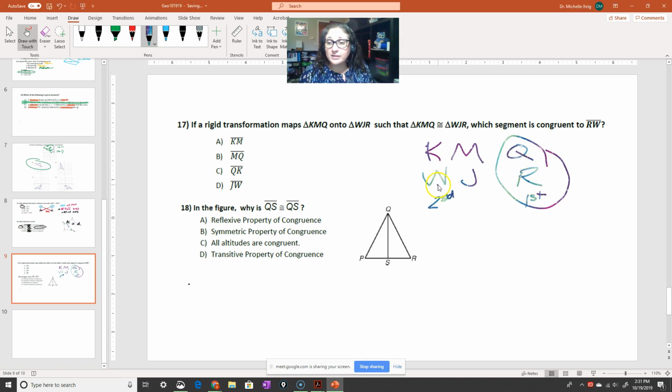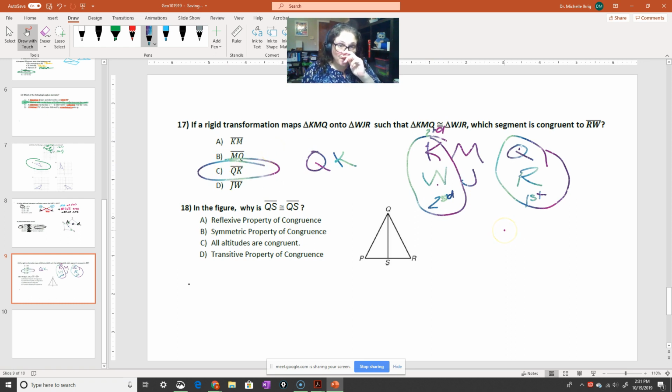Okay, so RW, that's going to give me Q has to be my first one, and K has to be my second. Q, K, and that's it. Okay. Next, in the figure, why is QS congruent to QS? Why is this itself? We already talked about it earlier. It's itself because of the reflexive property. I've never heard of the symmetric property. All altitudes are congruent is not correct. All right angles are congruent. And the transitive property for congruence you would only use if you were doing proofs and you had this equals this, and then the first thing equals the third thing. So that's why it's not going to be the last one.